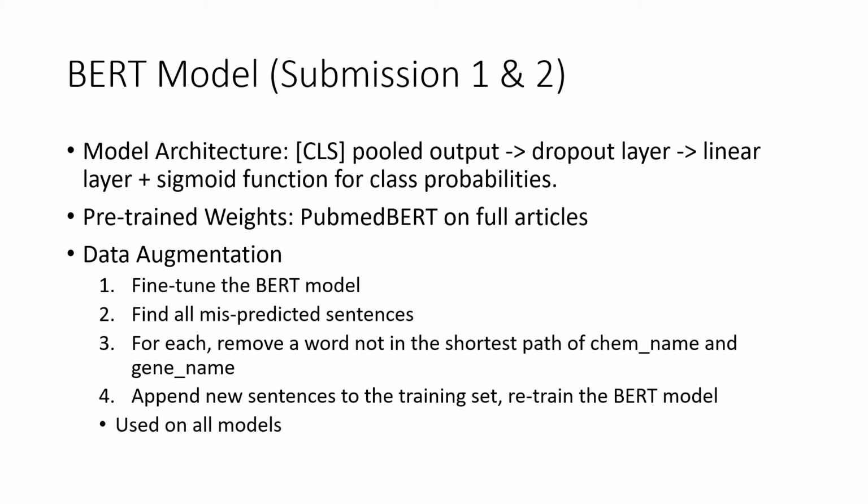We also used a data augmentation technique. We first trained the BERT model, then found all mispredicted sentences. For each of them, we removed the words not in the shortest path between chem name and gene name to construct new sentences. We believe these new sentences are similar to the original ones and can help the model on these mispredicted cases. For all models to follow, we used this augmented training dataset to fine-tune.